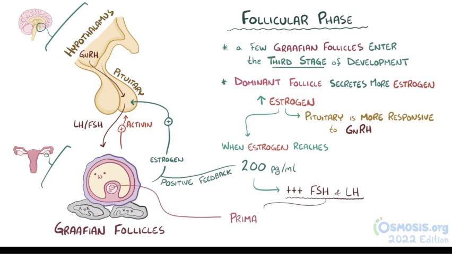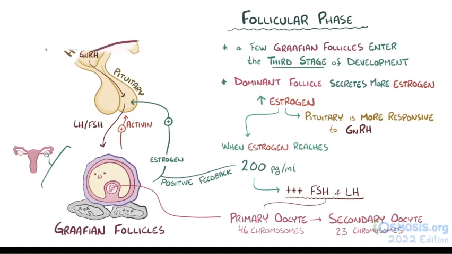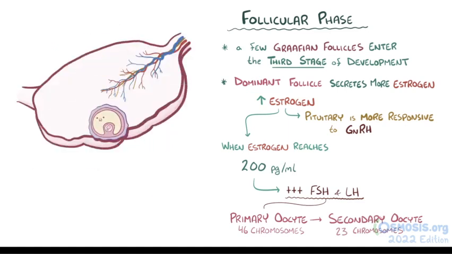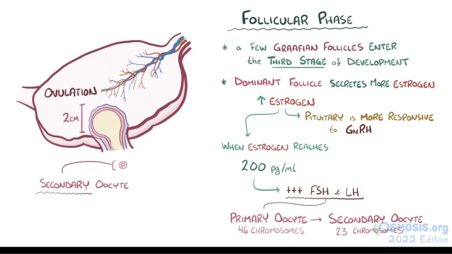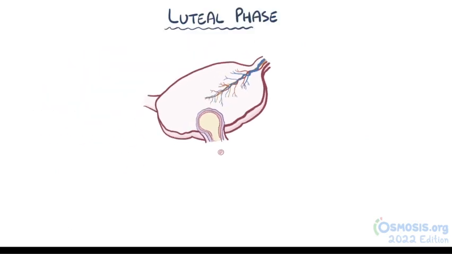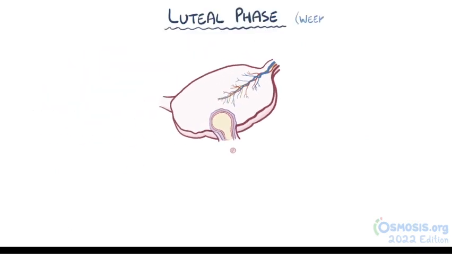This triggers the primary oocyte within the dominant follicle to finally complete meiosis I and turn into a secondary oocyte, which has 23 chromosomes. The dominant follicle completes its third stage of development in a blaze of glory called ovulation. That's when the nearly 2 centimeter-sized follicle ruptures and releases the tiny secondary oocyte into the fallopian tube. The secondary oocyte stops in metaphase of meiosis II and waits for fertilization as the menstrual cycle transitions into the luteal phase.